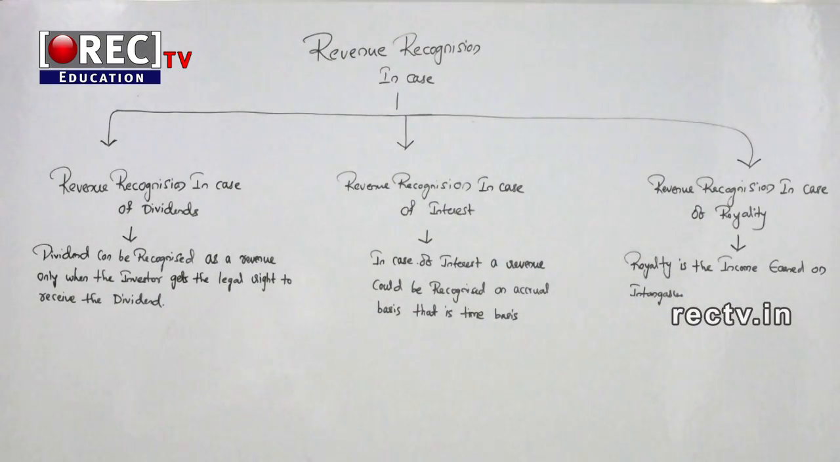Here royalty is the income earned on intangibles. In case of royalty, revenue should be recognized as per the agreement between the parties. As we discussed in dividend and interest, here royalty should also have measurability and collectability. Here we have completed AS9 and we are looking at the next standard, that is AS7, in the next video.